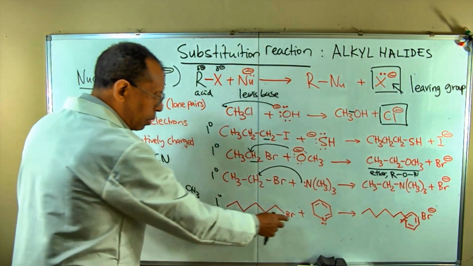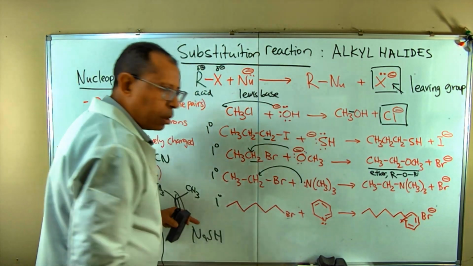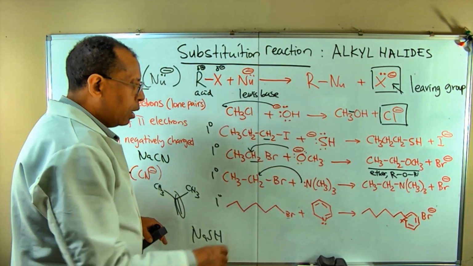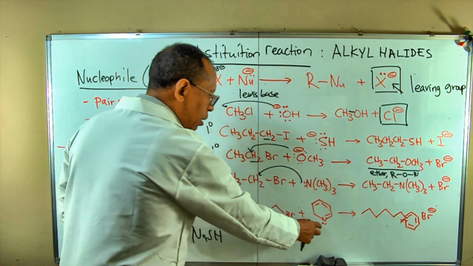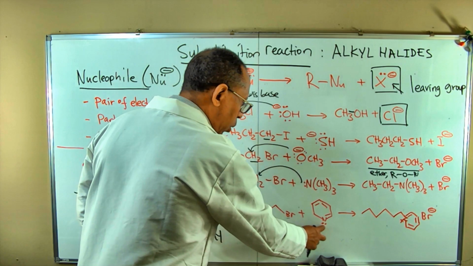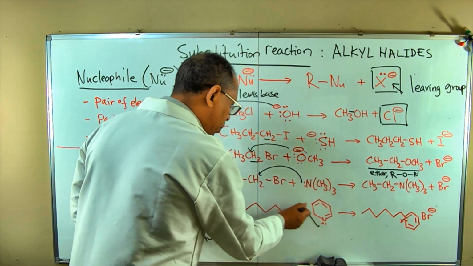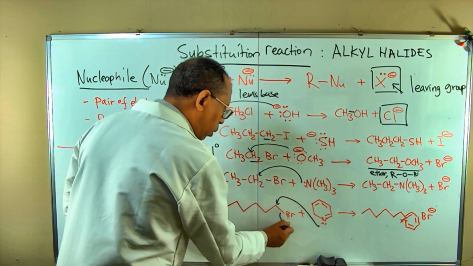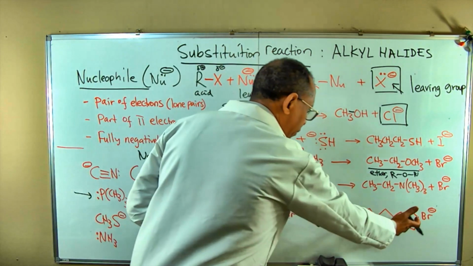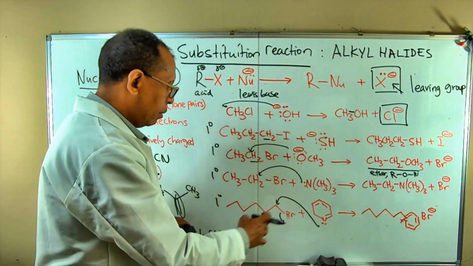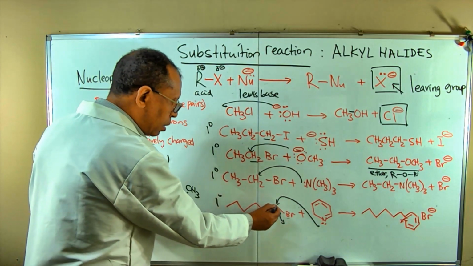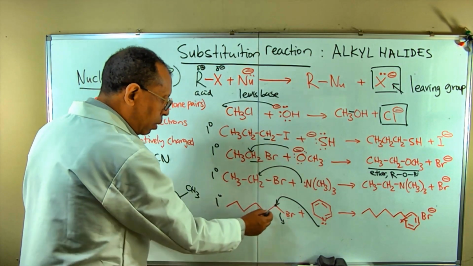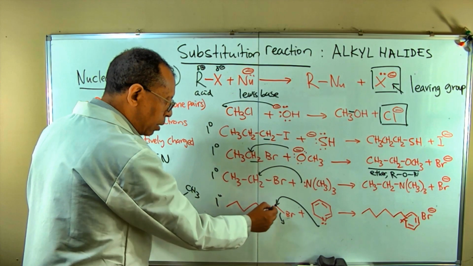So here also pyridine is a base. Pyridine is a base, like trimethylamine is a base. This base, using its lone pair of electrons, would participate in kicking out this bromine. So that would make a pyridinium. This is a hexyl bromide, a primary, because this carbon is only attached to one other carbon.